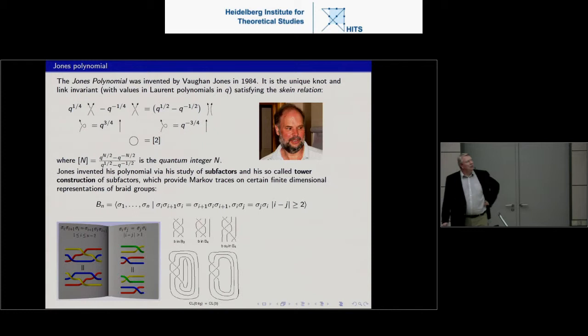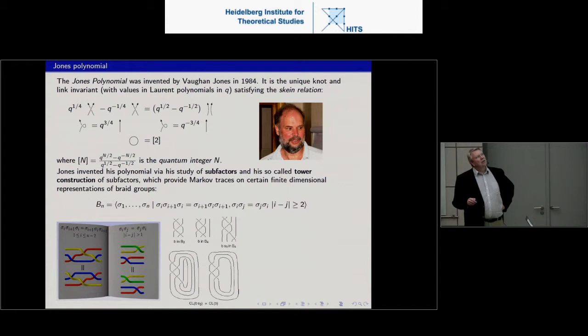Now, Vaughan Jones did this by considering subfactors and his tower construction for these. That gave him a Markov trace on certain finite dimensional representations of the braid group, and the braid groups are these guys here, and they are just the natural groups that you experience when you consider braidings.